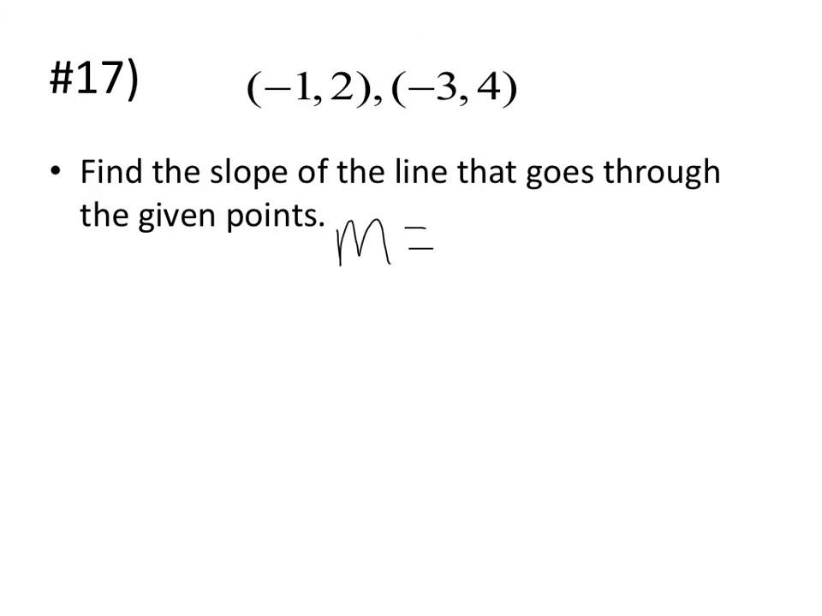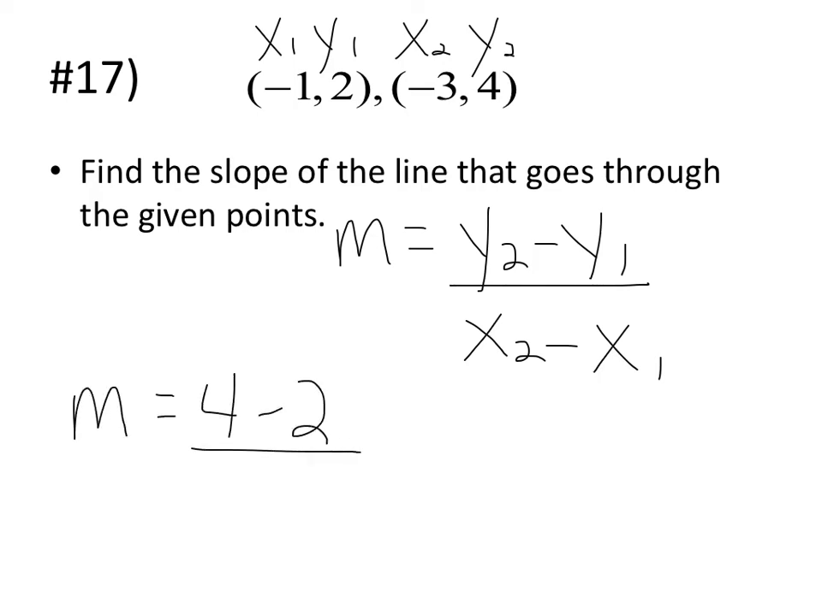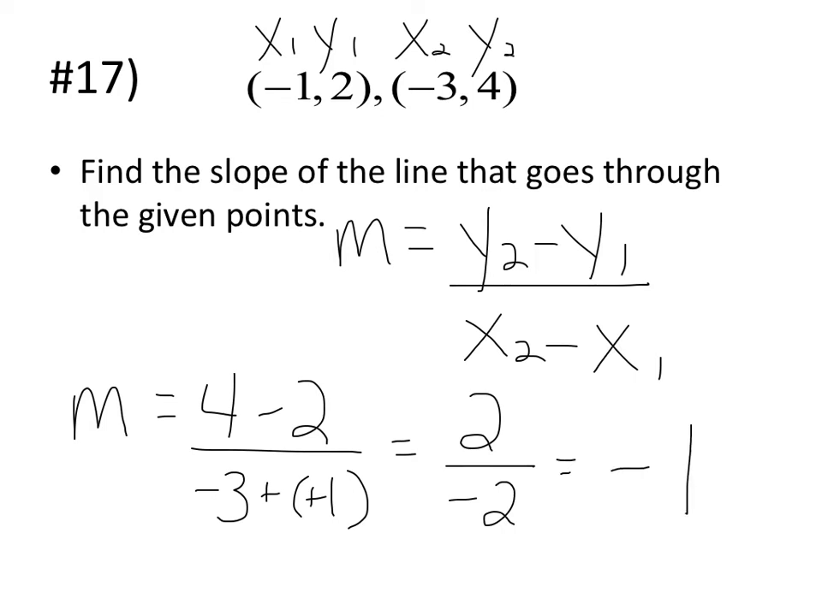M is equal to y2 minus y1 over x2 minus x1. So you have x1, y1, x2, y2. So you plug in, m is equal to 4 minus 2 over negative 3 minus negative 1. Add a line, change the sign, you get 2 over negative 2, which is negative 1. Your slope is negative 1.